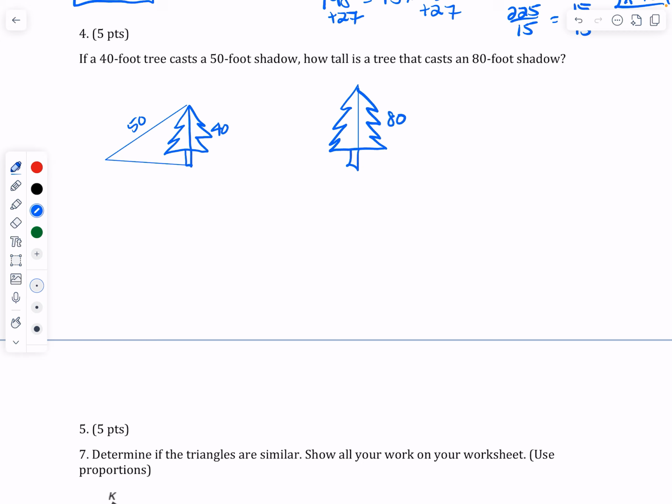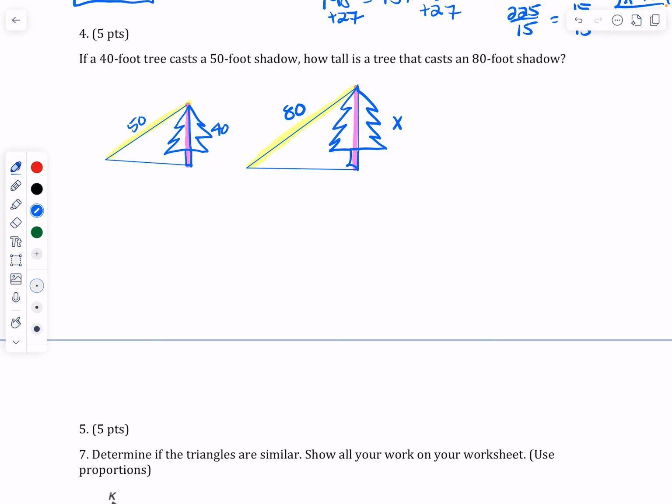And it wants to know, oh, sorry, that's not an 80-foot tree, but it says the shadow it casts is 80. So I need to fix this up. So this should be 80 here, and we don't know how tall this is. So this is x. So again, if we're going to use ratios, I'm going to use the sides that are the shadows, and I'm going to mark those as yellow, and then the trees are going to be pink, okay?